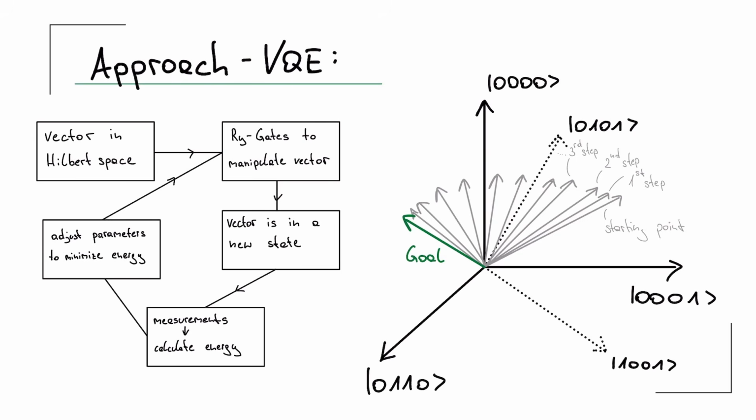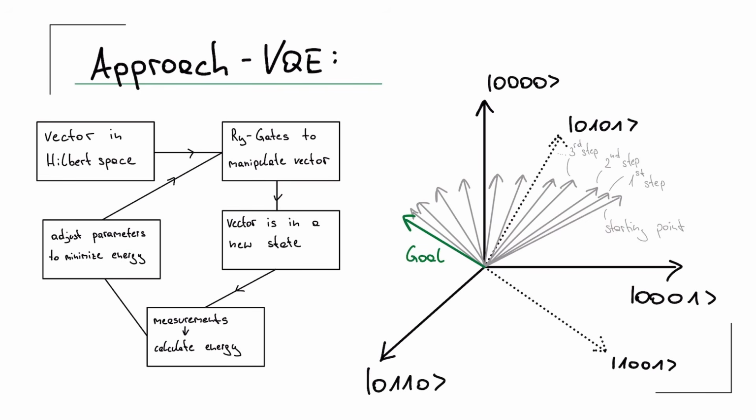Next, we perform measurements, and from these measurements, we can calculate the energy. How exactly that calculation works, I'll explain later in more detail. The energy we get now is just some value. It's not yet the ground state energy that we're looking for. But here's the important part. This energy depends on the measurements we've made. The measurements depend on the amplitudes of the basis vectors, and those amplitudes depend on the parameters we've chosen earlier.